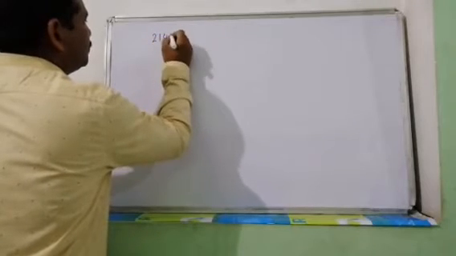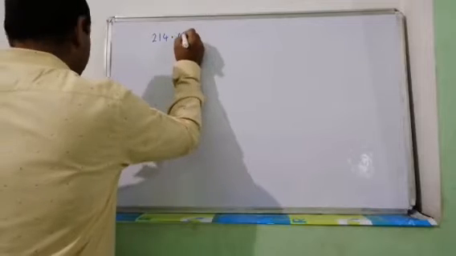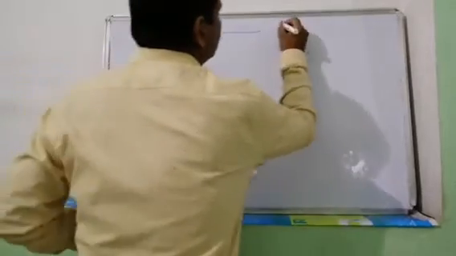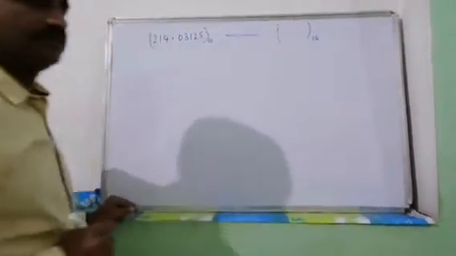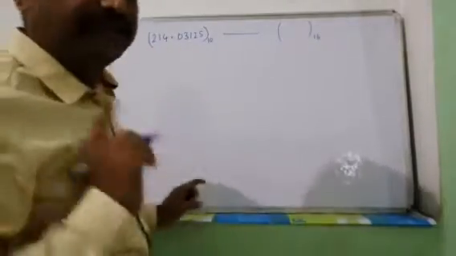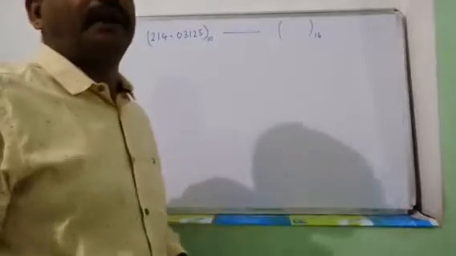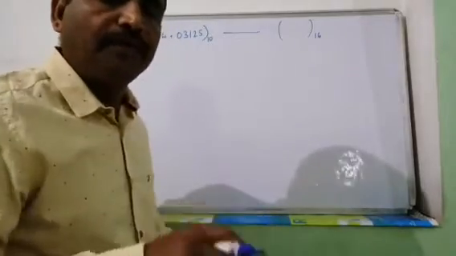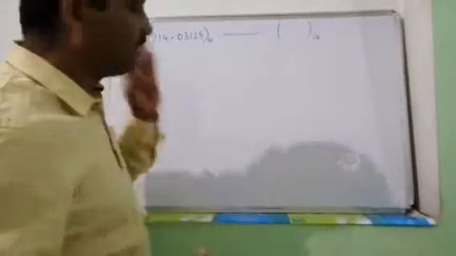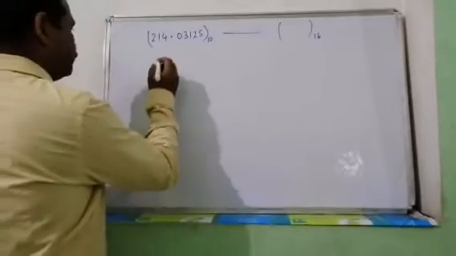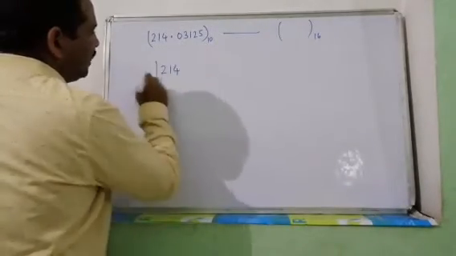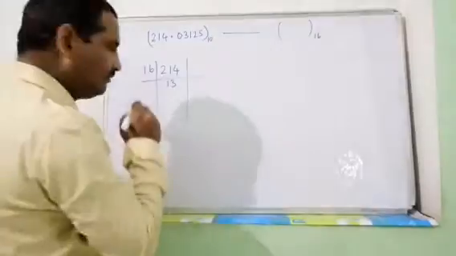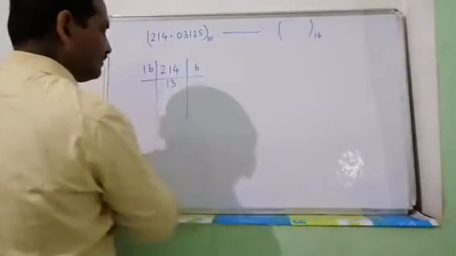Assume that we have 214.03125 decimal to hexadecimal. Before the decimal point is called the integer part and after the decimal point is called the fraction part. So the integer part we have to divide by 16 and the fraction part we have to multiply by 16. First of all we solve the integer part. 214 we have to divide by 16. 16 times 13 gives quotient 13 and the remainder will be 6.